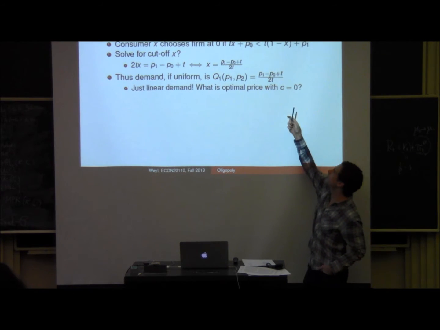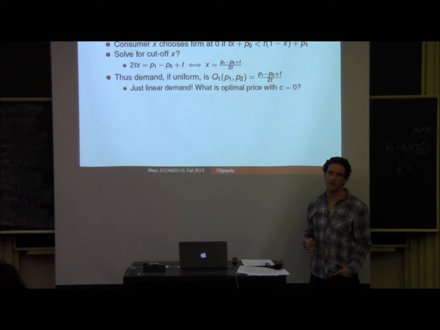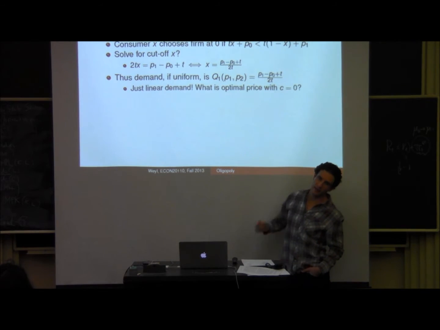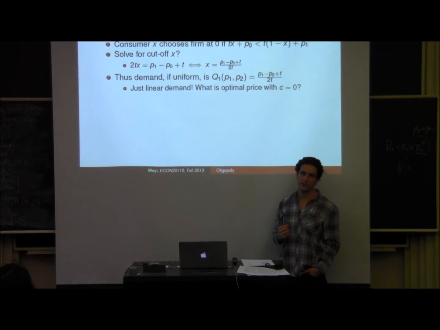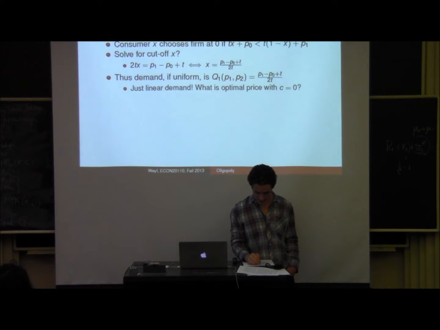Right? So what's the price here that would lead you to have no demand? What would P0 have to be for you to have no demand? It would be P1 minus T. P1 plus T, right? Plus T, sorry. Yeah. So then what's the price you're going to charge? P1 plus T over 2. Exactly.